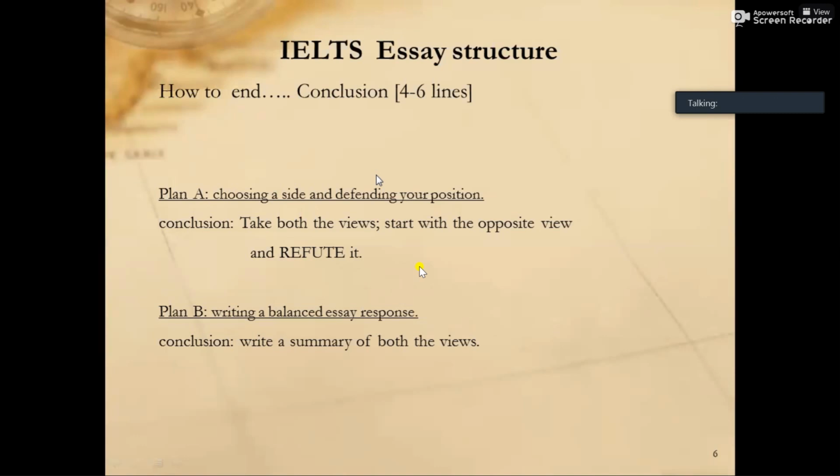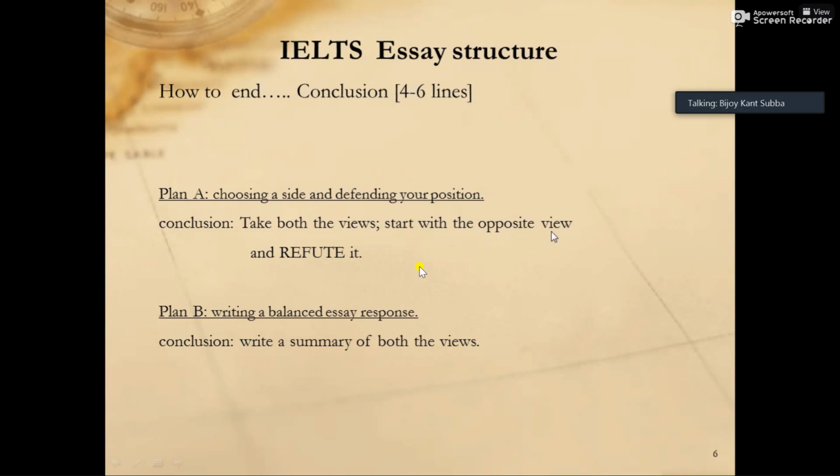In the conclusion, the thesis statement from the introduction, I support, I strongly agree, I completely disagree, you state that again here in your conclusion. So how you get started in the conclusion is you take both the views. When I say both, I mean which side you're taking and the opposite view. Suppose you say I agree nuclear technology is beneficial. That's your view, and you must write the opposite view too.